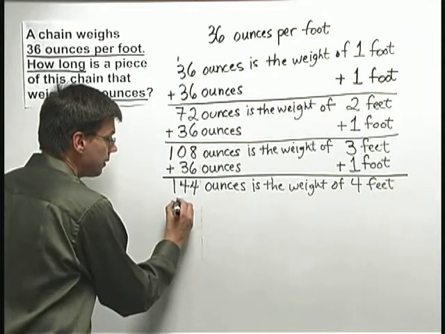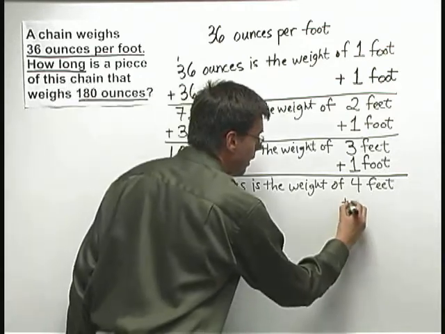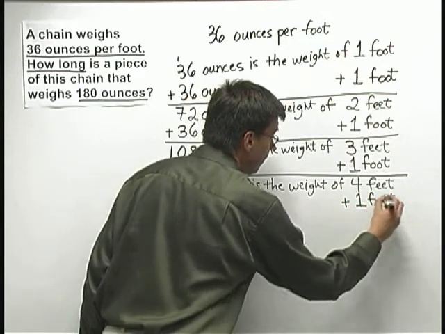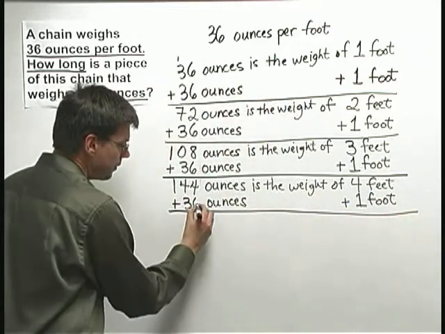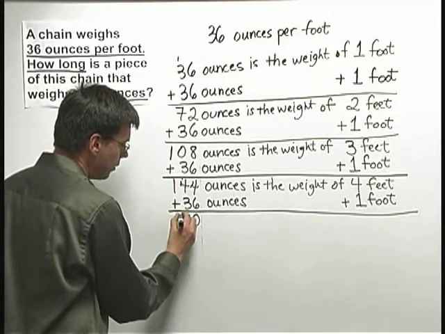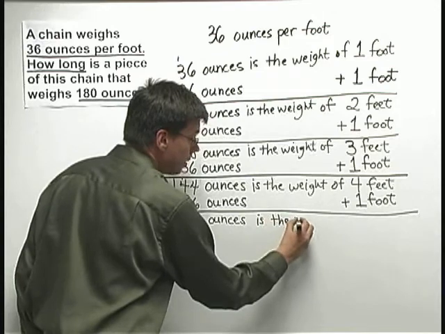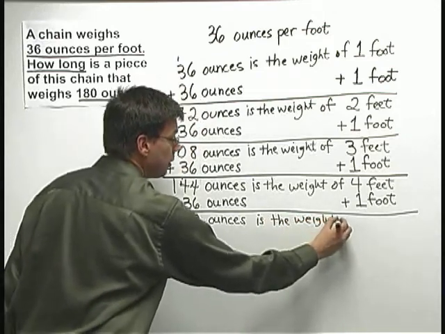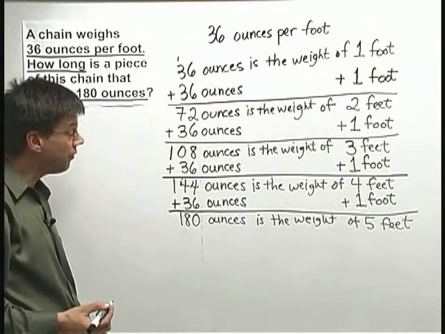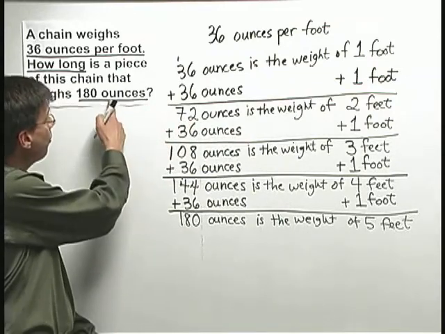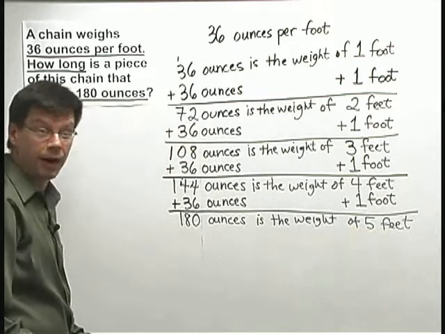Let's add another 36. That means we're going to add on still another foot to the length of chain that we have. 144 plus 36, I get 0, 8, 1. There's 180 ounces. 180 ounces is the weight of 5 feet of chain. So we've actually solved our problem. We wanted to know how long a chain that weighed 180 ounces was. We now know the chain would be 5 feet long.